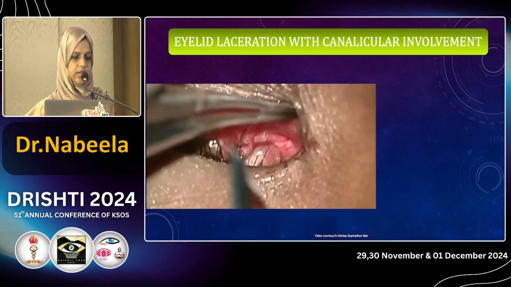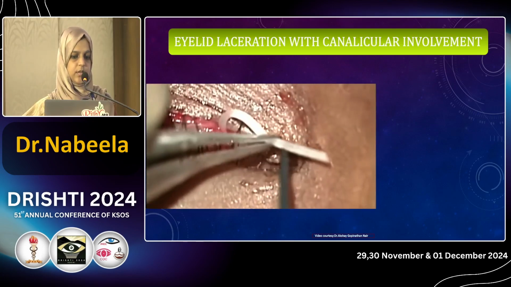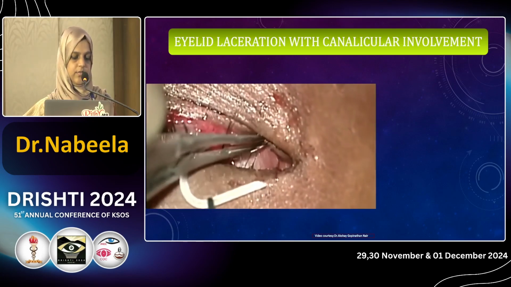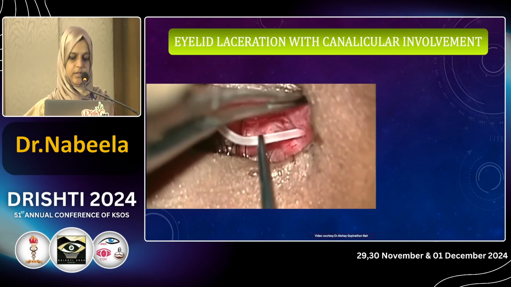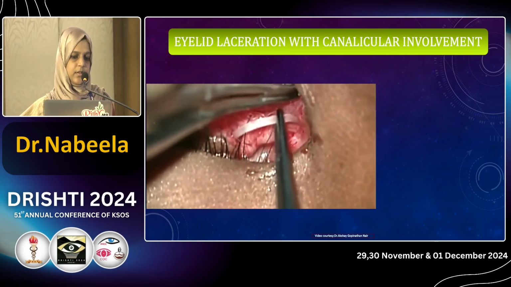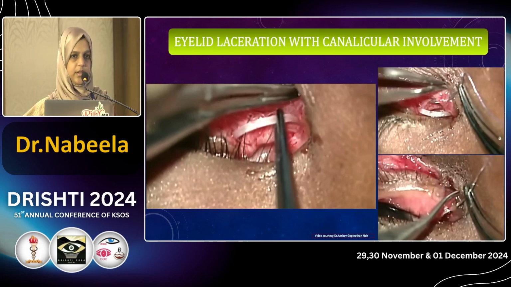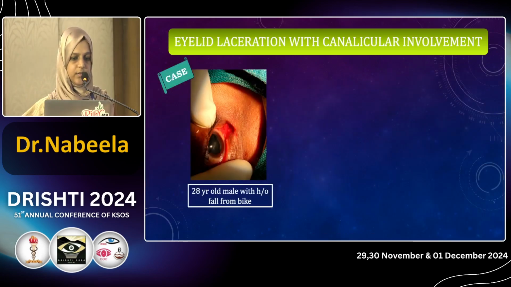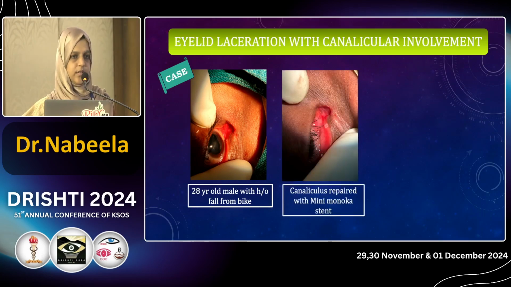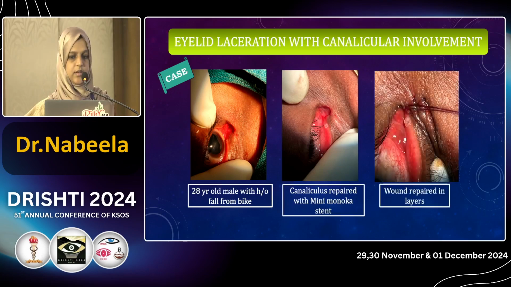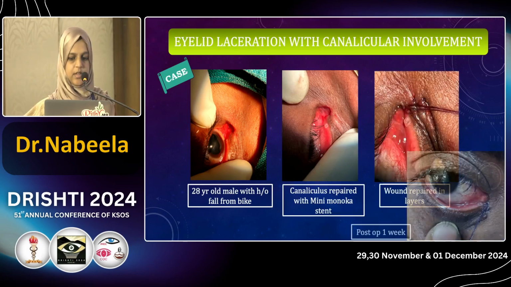Then the distal end is passed through the earlier identified proximal cut end. Then you have to suture just anterior and just posterior in the pericanalicular area, resulting in a pericanalicular anastomosis, and the rest of the layers are sutured. So this was the case, a 28-year-old male with a history of fall from bike. The repair was done using a mini Monoka stent, and the external layers were repaired in layers. So this is post-operative 1 week.